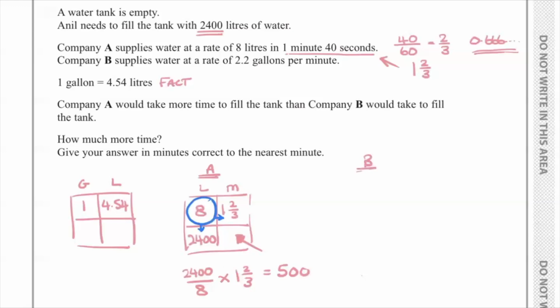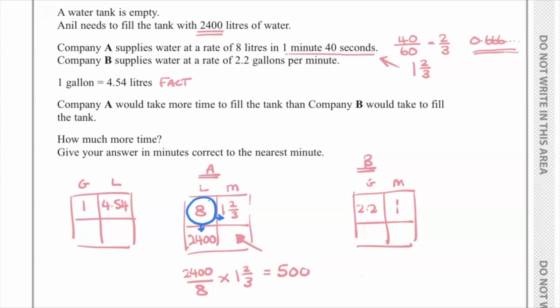So here's company B. And we've got their fact, haven't we? That it takes 2.2 gallons per minute. So every minute. Our total in the tank is given in litres, 2,400 litres. But I don't have a litres column. I have a gallons column. This is where our gallons to litre fact is going to come in.